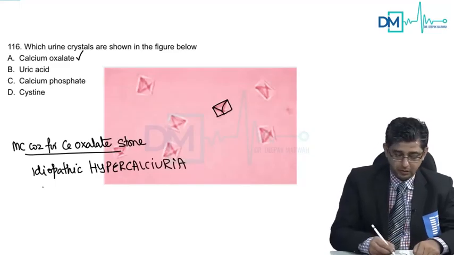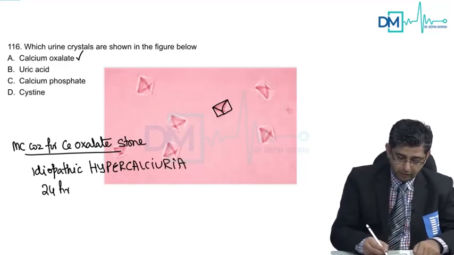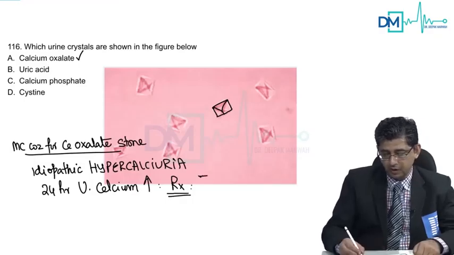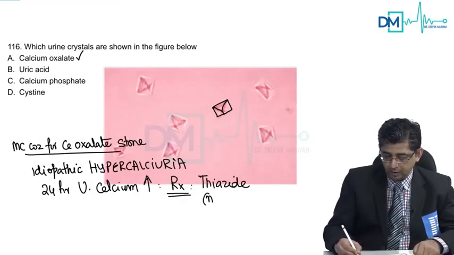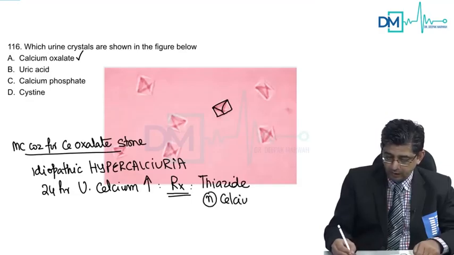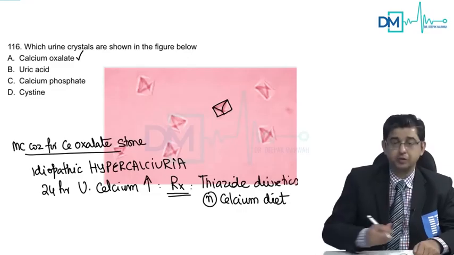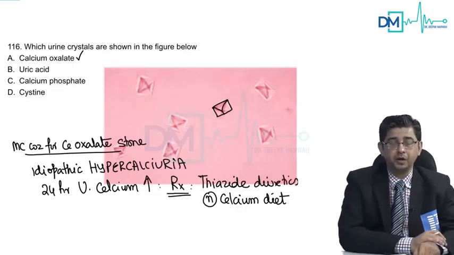Therefore, for diagnosis of this condition, we shall be doing a 24-hour urinary calcium. Because 24-hour urinary calcium is increased in these patients, for management purposes you would tell these patients to take a normal calcium diet and normal vitamin D in the diet, but they would simultaneously be advised to take thiazide diuretics. Why thiazides? Because thiazides tend to reduce the calcium loss in the urine of the patient.